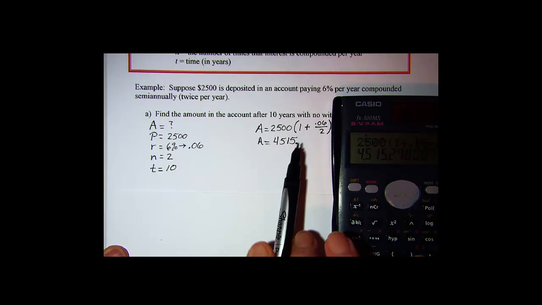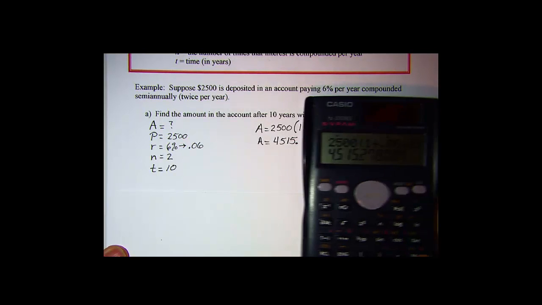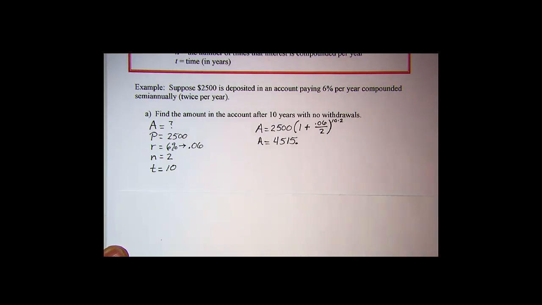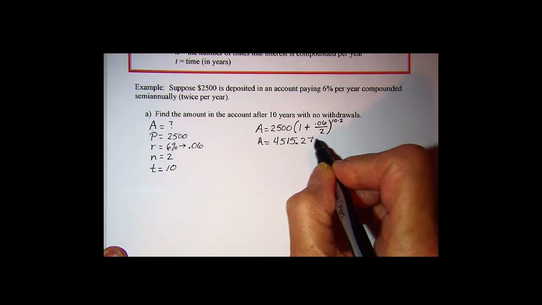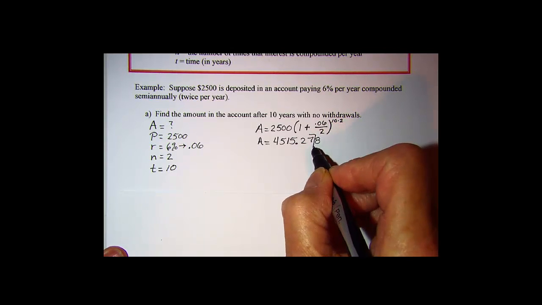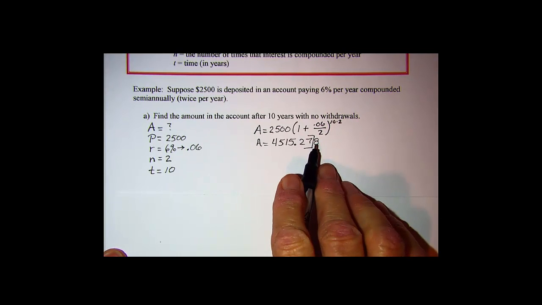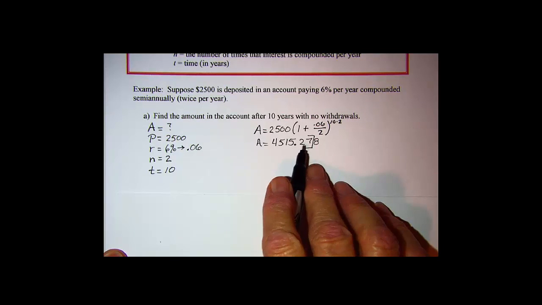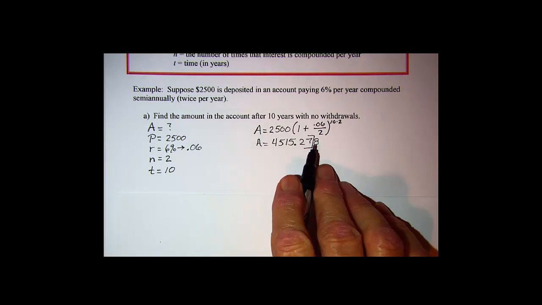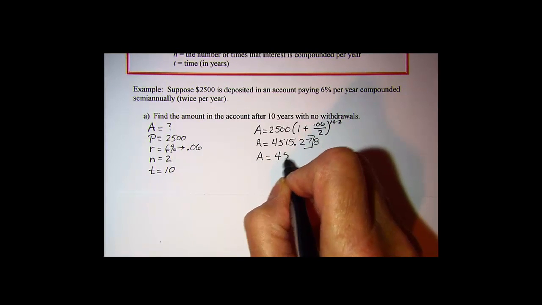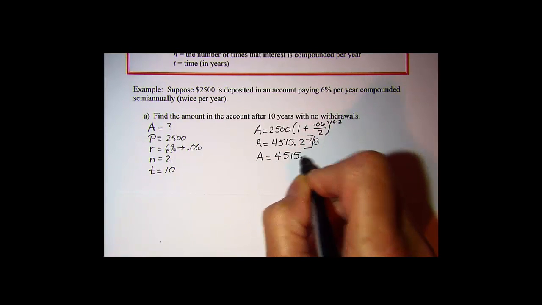And this is money, so I'm only going to keep 2 decimal places. So 0.278 needs to be rounded to 2 decimal places. So you look to the digit to the right of that to see if there's enough power to make this 27 cents go up to 28 cents. And we see that it is. So our amount is $4,515.28.